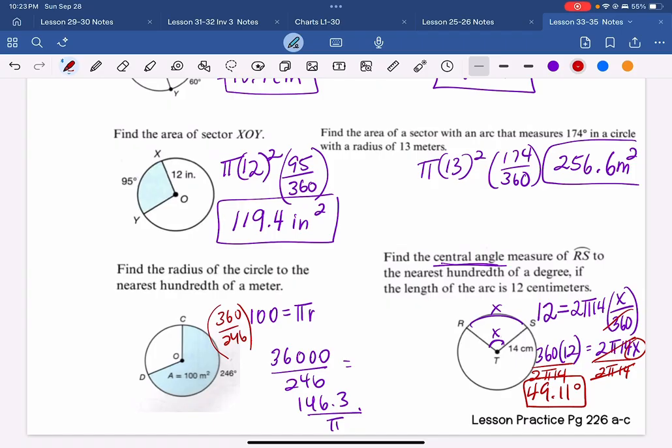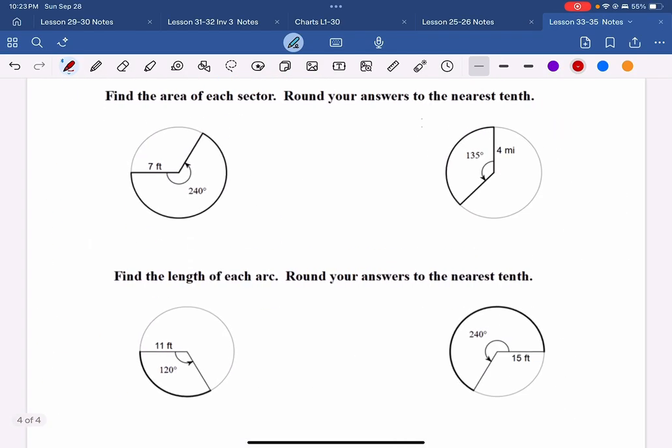And that is the lesson part. I would like you to pause the video, practice finding area and arc length, and then come back and check your work. Pause the video and give that a try.